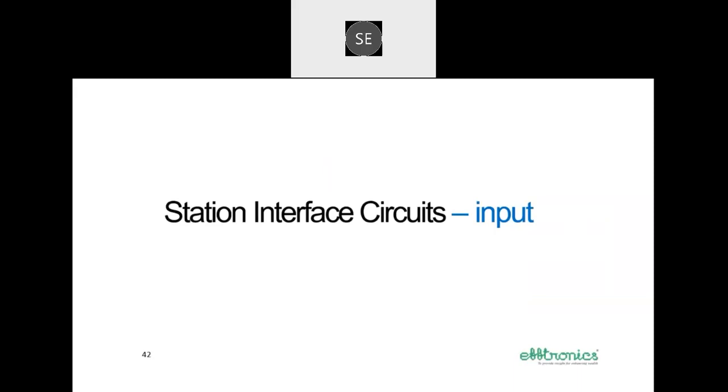So till now we have discussed the block instrument, its inputs and outputs, block operations, the subsystems and how they are interconnected. So all these things we have covered. Now we are moving down to interface circuits, that is station interface circuits, or how this equipment is interfaced to station signaling, means station interface circuits input. It is very simple.